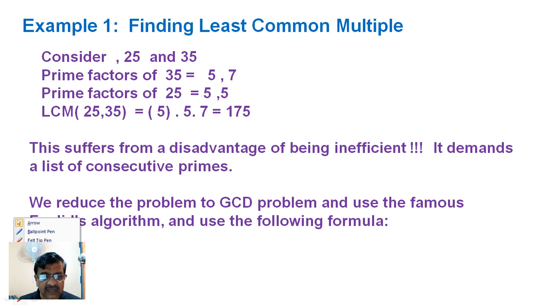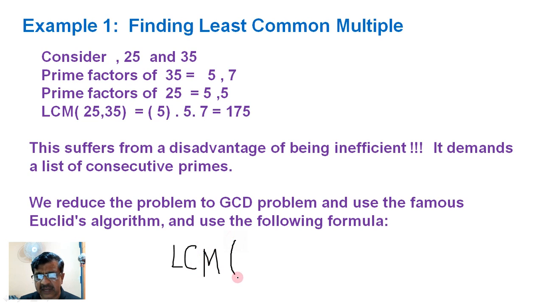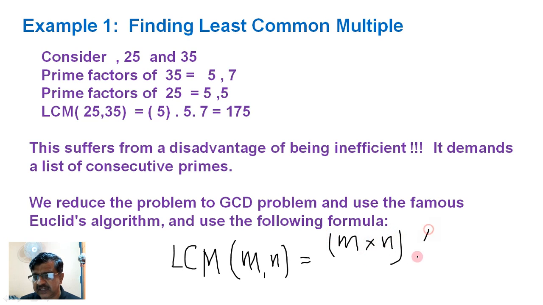Okay, the LCM of two numbers, say M and N, here it is 35 and 25. Anyway, I will write a general formula. It is nothing but the multiplication of the two numbers, M into N, divided by GCD of M comma N.